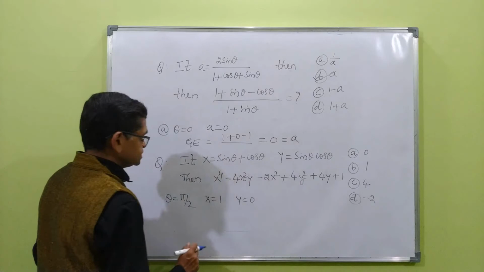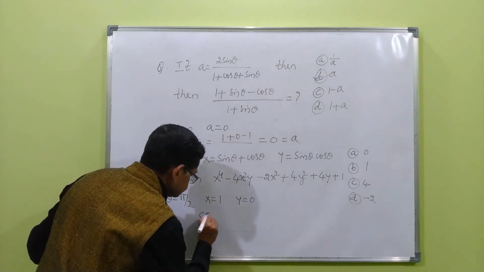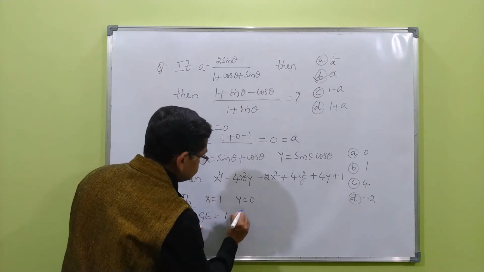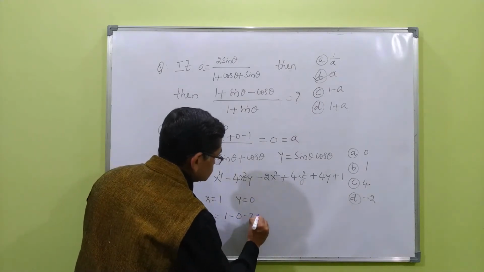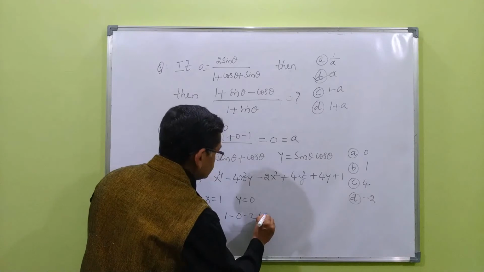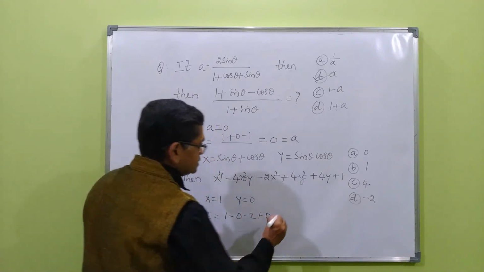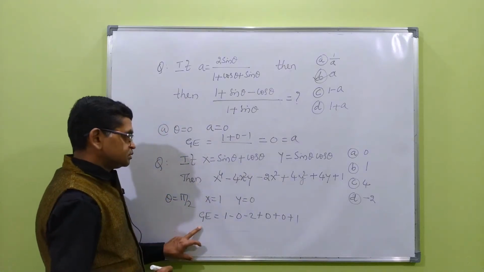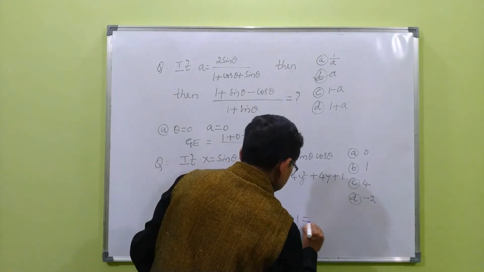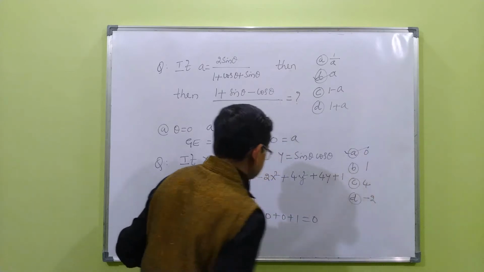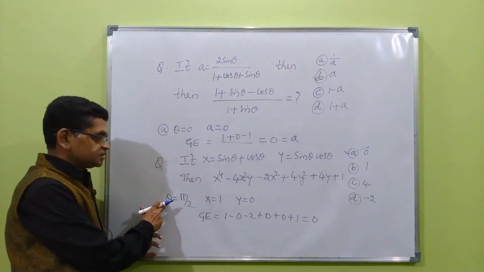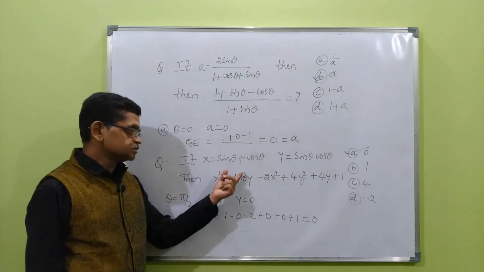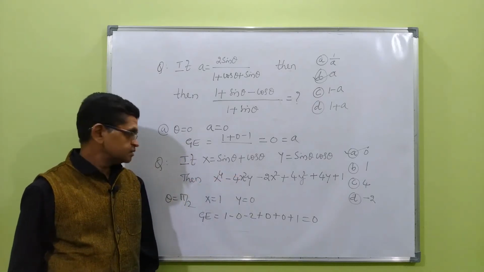See here, what happens is the given expression becomes now 1 minus this will be 0. This is minus 2 plus 4, again 0. That is again 0 plus 1. See, this is 2 minus 2, that is 0. The answer is A. Even instead of taking pi by 2, you can take theta is equal to 0 also. Then also you will get the same answer.